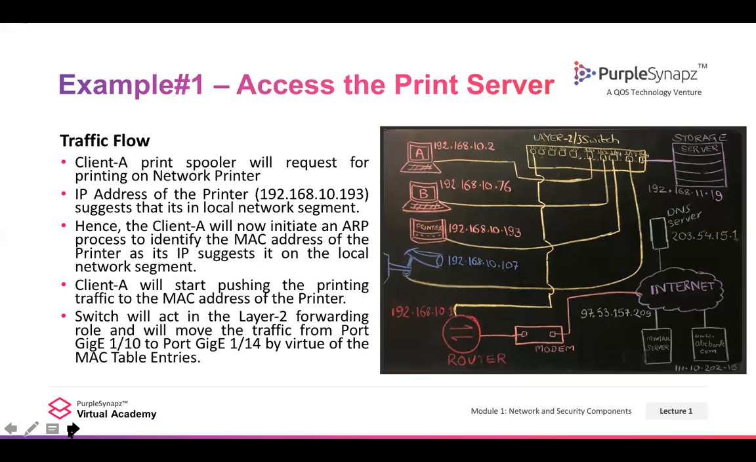Now the IP address of the printer is 192.168.10.193. The local machine, which has 192.168.10.2, will understand that this happens to be on my local network. Now, something which I have deliberately kept out of the scope of this discussion is the subnet mask or subnetwork address, because that is not very contextually relevant for us to understand.